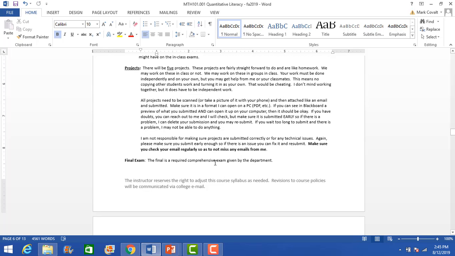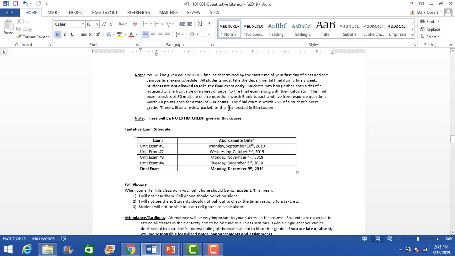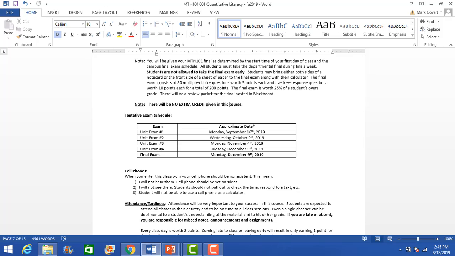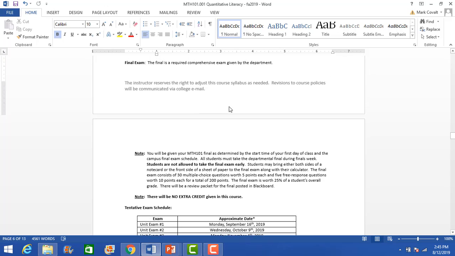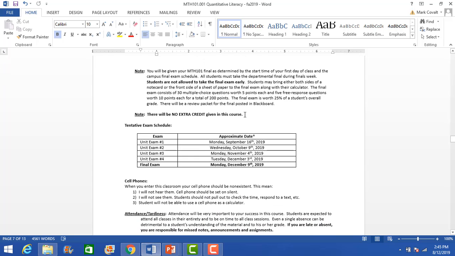Final exam is a comprehensive final exam, and it's given by the department. And here's some information on that, so please remember to read this. Oh, by the way, no extra credit is given in this course other than the extra credit that I give for the last 2 pages of the syllabus, which I'll get to. In fact, I'll just say it here.